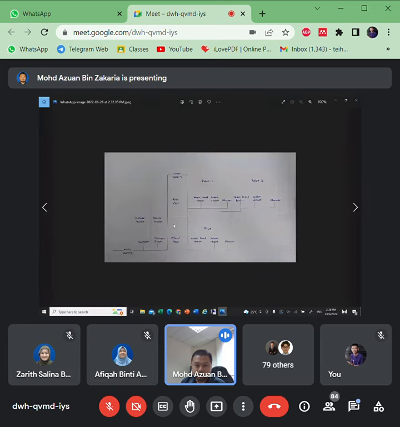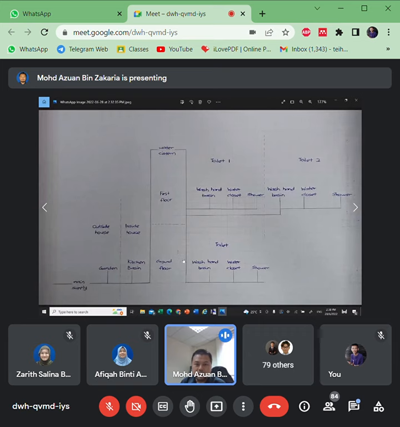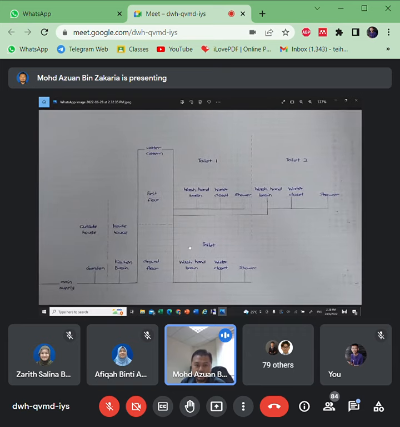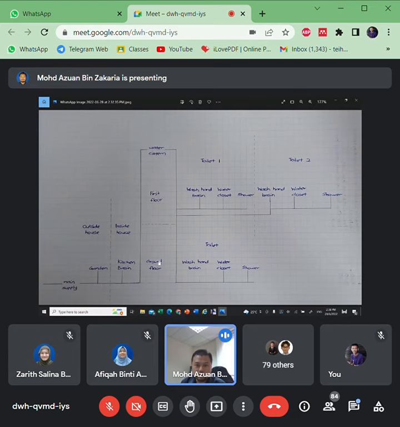Right, what other example? Okay, like this. Okay, this is also very clean. Kita tengok dia ada okay, first floor, ground floor, house outside. Okay, inside house garden.